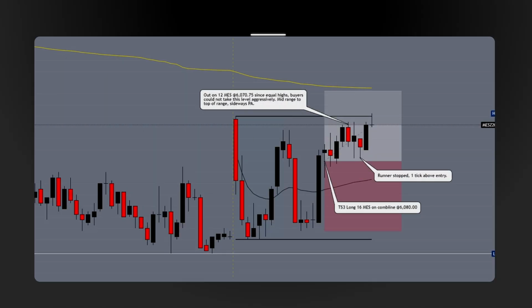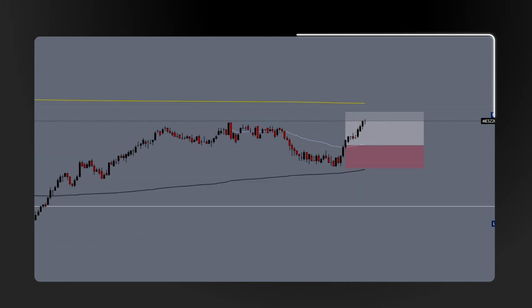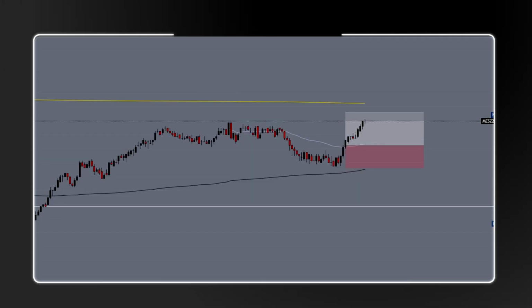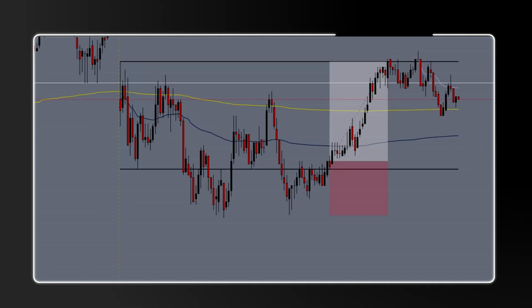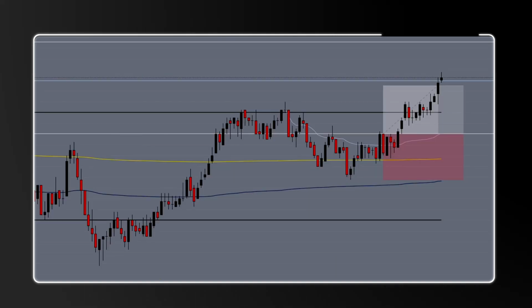The way I use VWAP is as an entry signal. I'm either trading off or to a VWAP. Let's have some fun and look at some of my trades using VWAP. I use the 15-minute chart as my higher time frame and the 2-minute chart as my lower time frame.